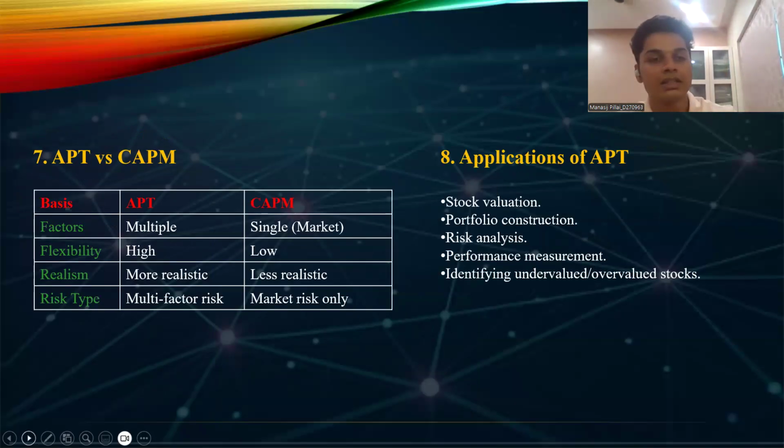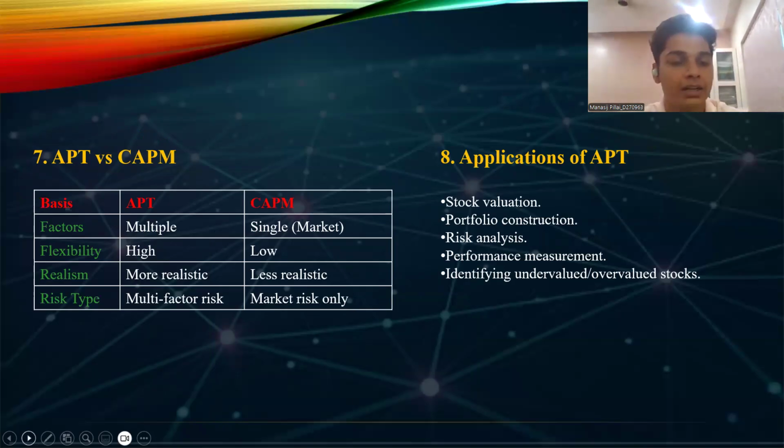So APT versus CAPM. The factors that affect APT are multiple, and the factor that affects CAPM is single, that is only the market. Then going on to flexibility, APT is flexible, whereas CAPM is not very flexible. Then going to realism, APT is very realistic, and CAPM is not as realistic as APT. And then the risk type, APT has multiple risk factors as it has multiple factors that affect its price. And as CAPM has only the market affecting its price, the risk type is also just the market.